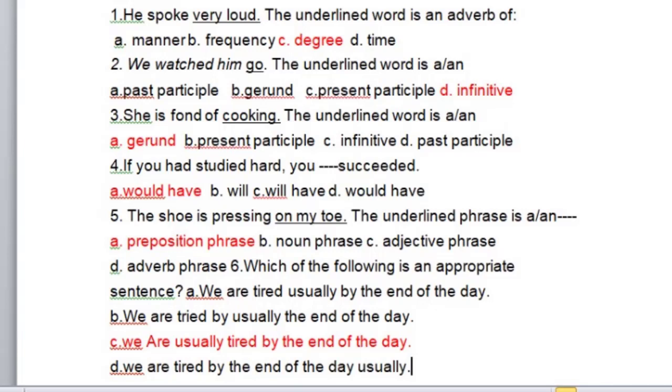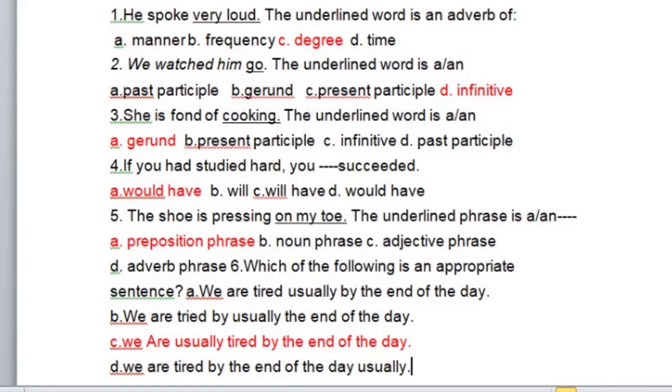Question number 4. If you had studied hard, you would have succeeded. This is third conditional. The construction of the third conditional is in a part of the sentence had plus third form, and in the second part of the sentence we use would have plus third form.